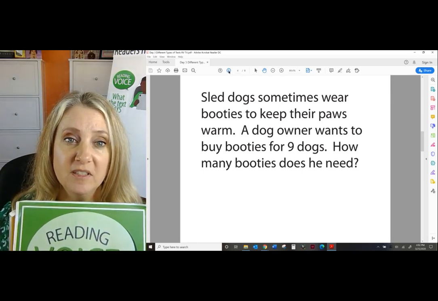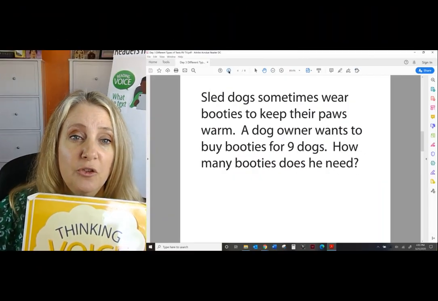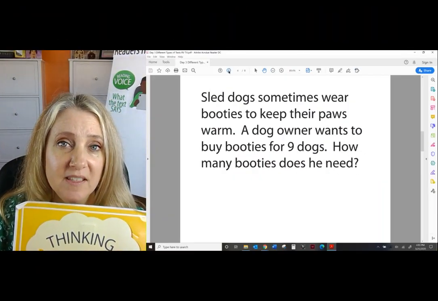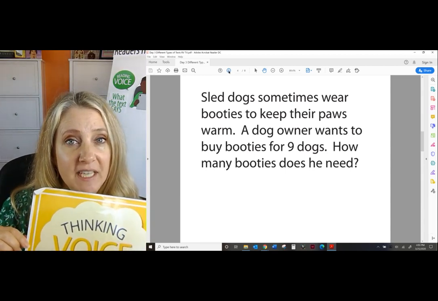A dog owner wants to buy booties for 9 dogs. Okay, so now we know that there are 4 paws. And so your thinking voice is thinking about, okay, how many dogs are we buying this for? That's right, 9 dogs. So how many booties does he need? What would you do to figure that out? That's the thinking voice.